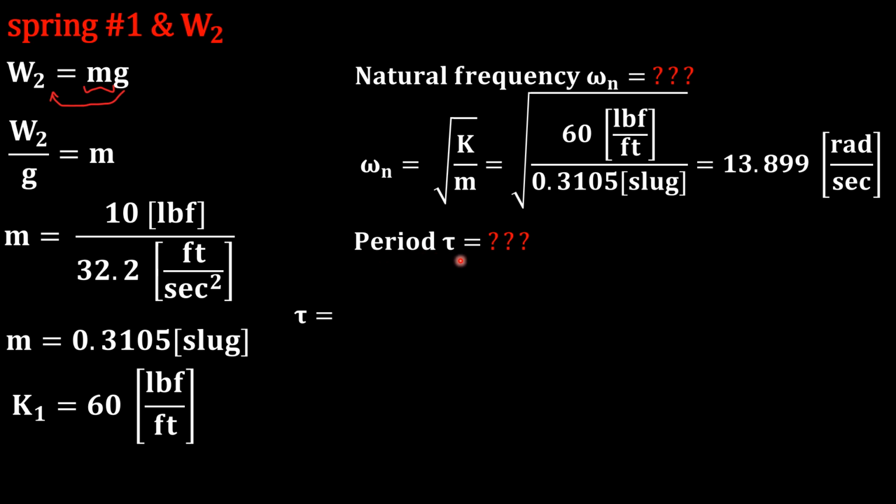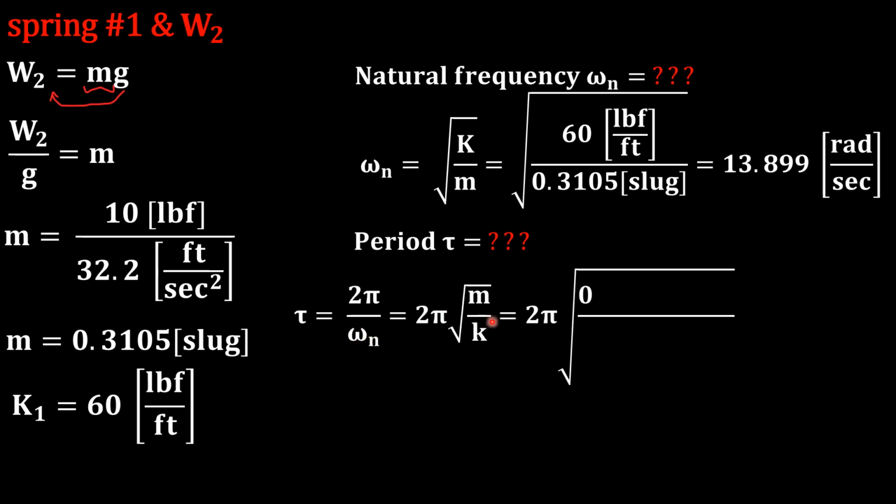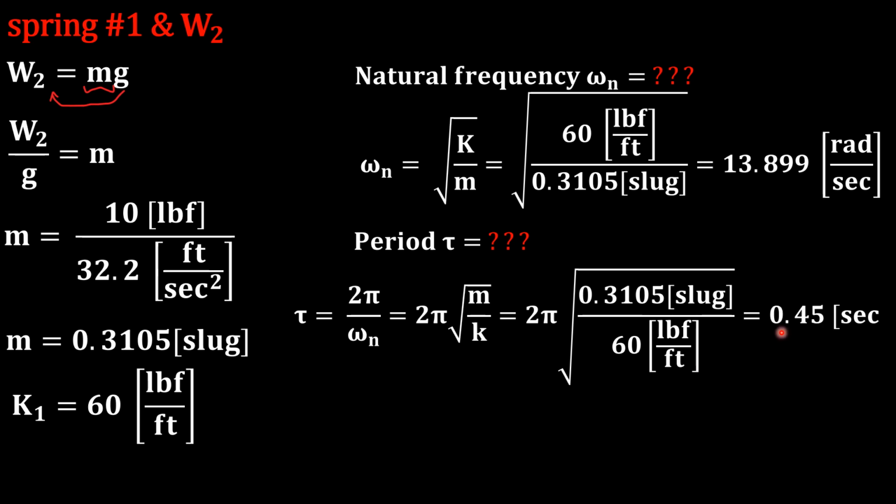Now we want to find the period. So what is the period? Period is 2 pi over the natural frequency. Now we can write 2 pi times the square root of m over k. We plug in the values that we found, and for this system to complete one cycle, it takes 0.45 seconds.